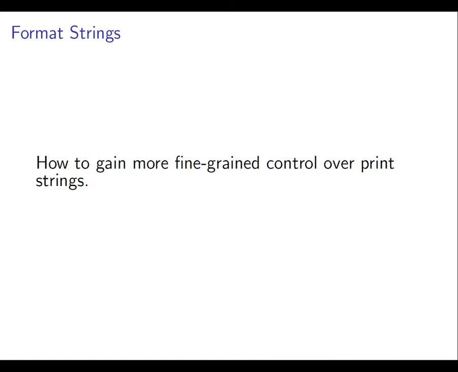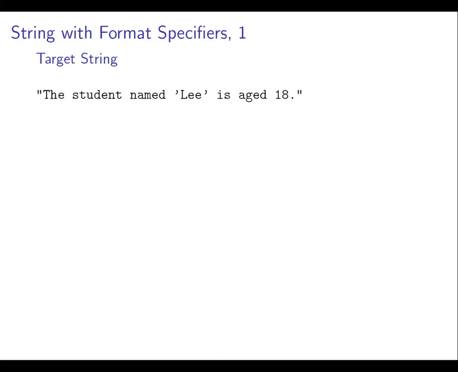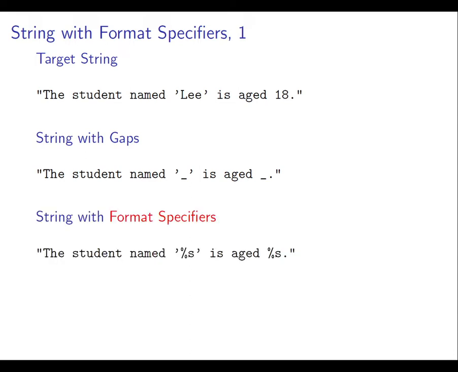Okay. Sometimes you want more fine-grained control over print strings, because just using ordinary println can be a bit clunky. So suppose what we want to produce is something like "the student named Lee is aged 18", where we have the name and the age in variables, and so we want to put them together with some boilerplate text to produce the appropriate output. Well, you know how to do it using something like this code, but that's not very nice. What we'd like more is to have something that lets us build up a string with some gaps and then just specify separately what should go in the gaps. And that's what format specifiers let us do.